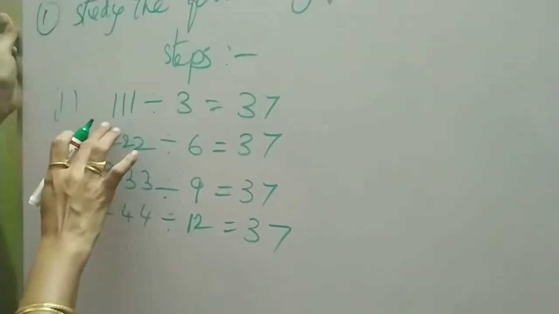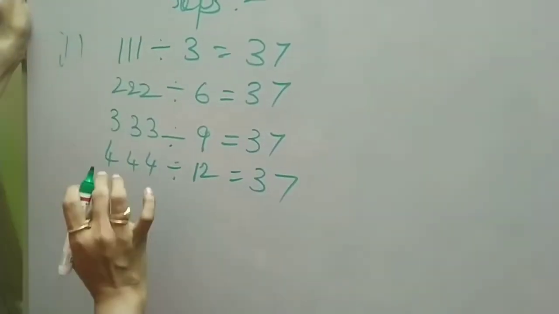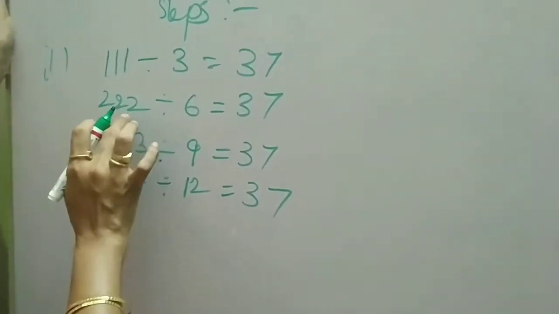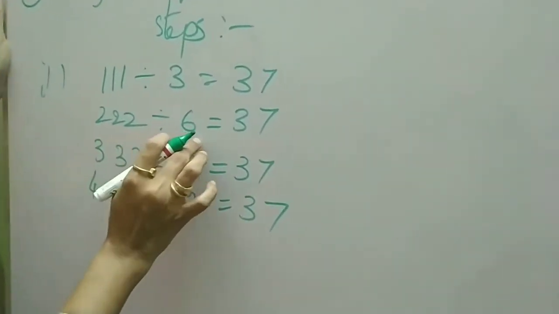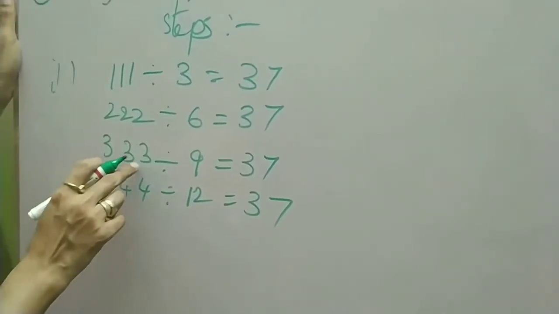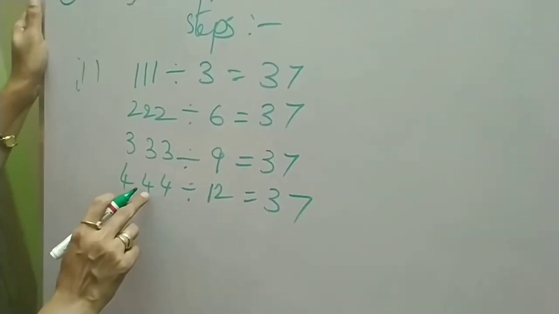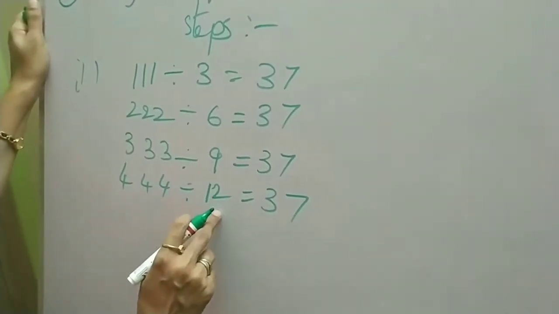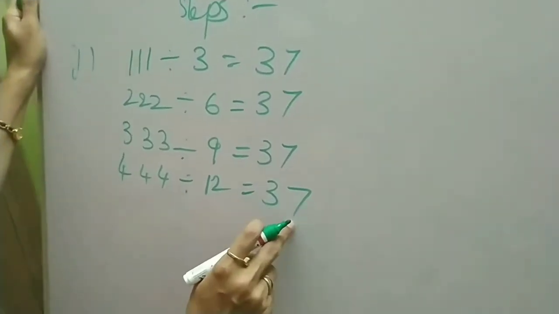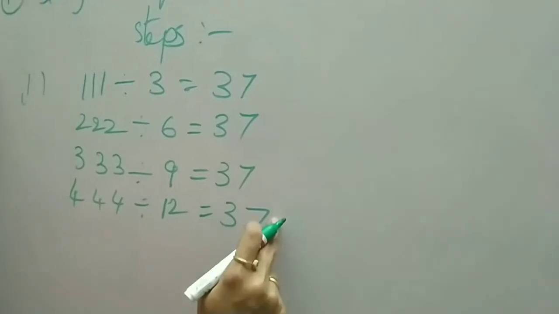So 111 divided by 3, you get 37. 222 divided by 6, again you get 37 only. 333 divided by 9, you get 37 only. So 444 divided by 12, again you are getting 37. This is your pattern, right? Your answer you are getting is 37 only.